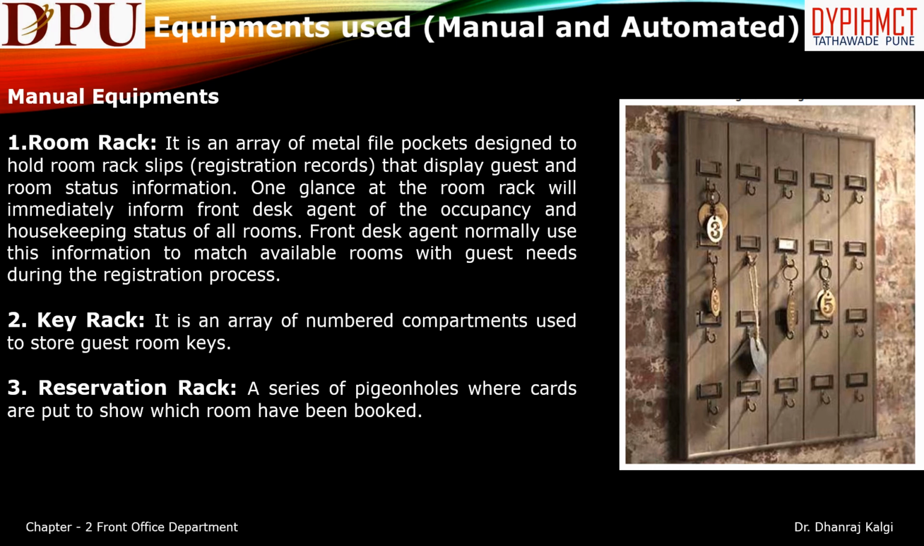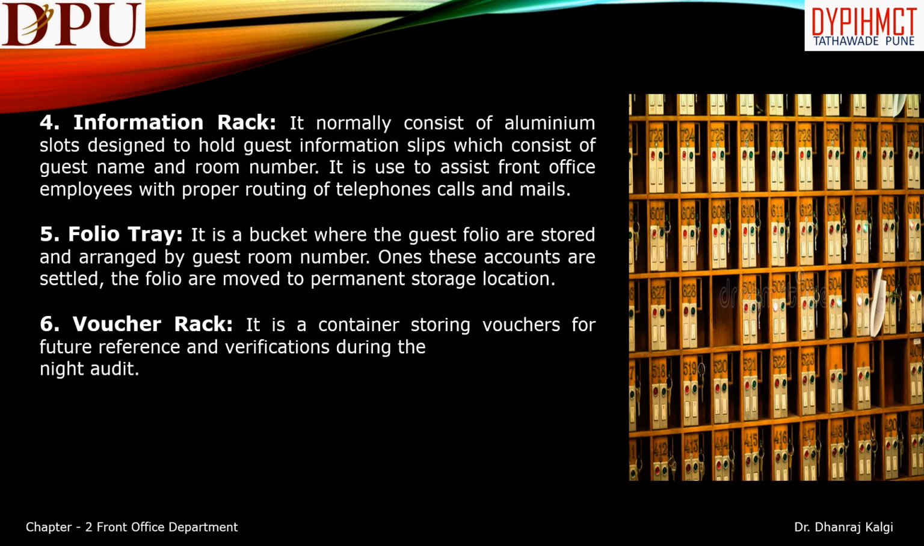Reservation rack. A series of pigeonholes where cards are put to show which rooms have been booked. Information rack. It normally consists of aluminum slots designed to hold guest information slips which consist of guest name and room number. It is used to assist front office employees with proper routing of telephone calls and mails. Folio tray. It is a bucket where the guest folios are stored and arranged by guest room number. Once these accounts are settled, the folios are moved to permanent storage location. Voucher rack. It is a container storing vouchers for future reference and verification during the night audit.